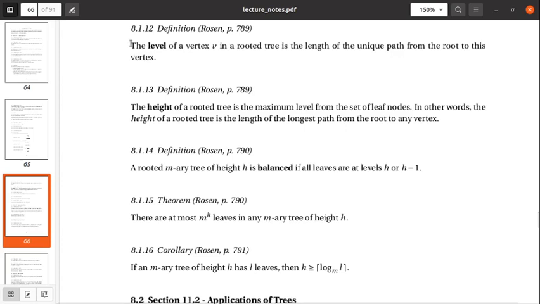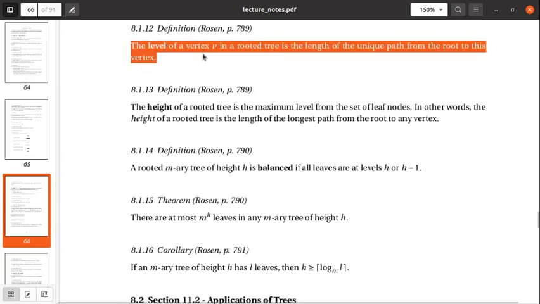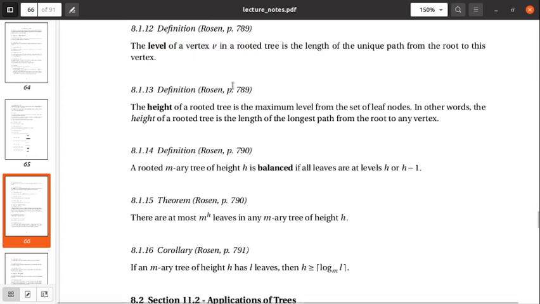Okay, so definition: the level of a vertex V in a rooted tree is the length of the unique path from the root to this vertex. So level 0 is the distance from the root to itself. Right? It didn't have to travel at all. To that first level of children, it's a length of 1. To the second level of children, the grandchildren of the root, it's a length of 2, and so on and so forth. So the level is the distance from the root, the number of hops you have to make to get back to the root.